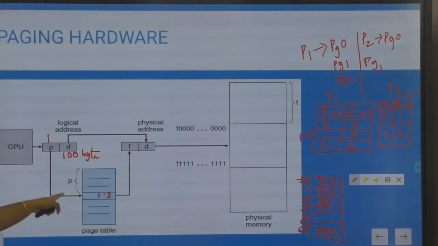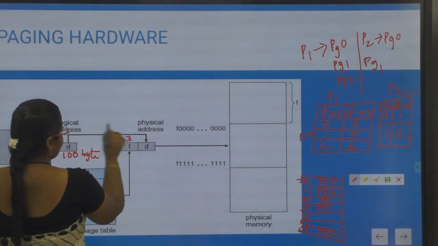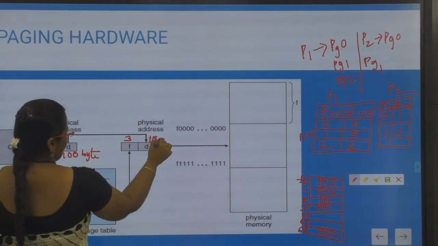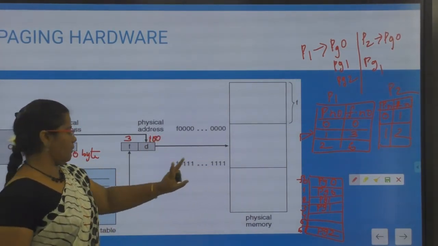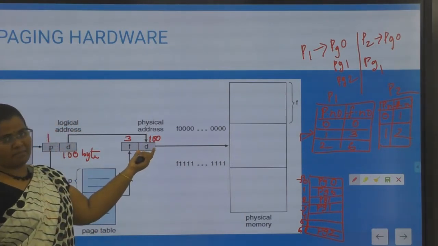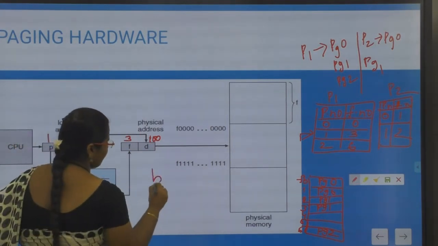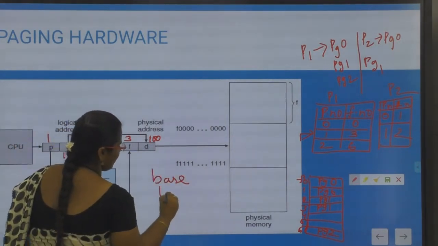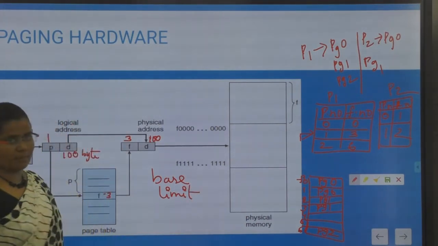So from the page table I get the frame number. By taking this frame number and the offset number, I will find the actual address present in the physical memory. Now this offset number will be compared with the base and limit registers. If you remember, in the last session we saw about the base and limit registers.